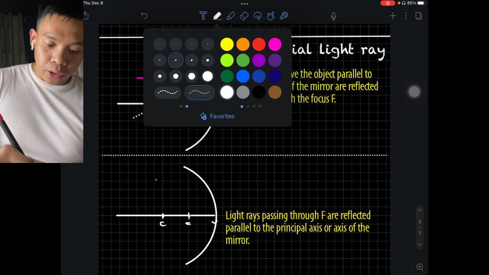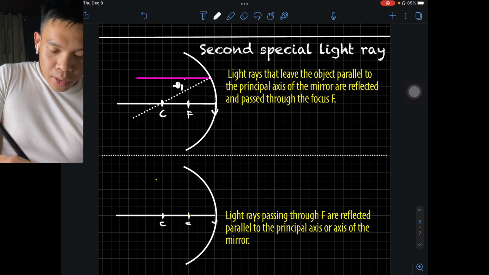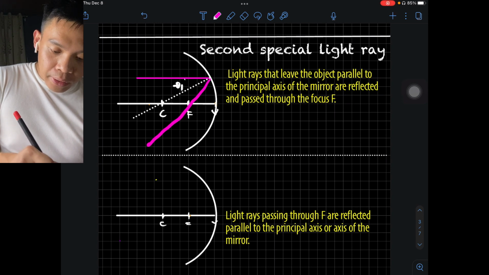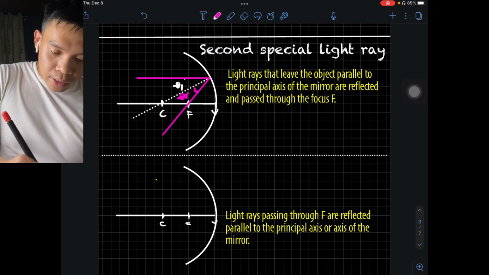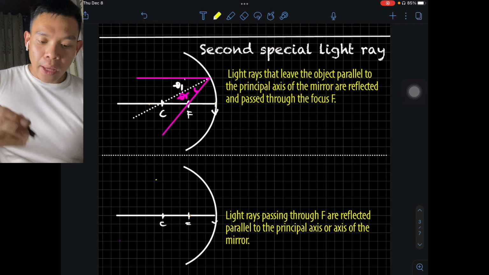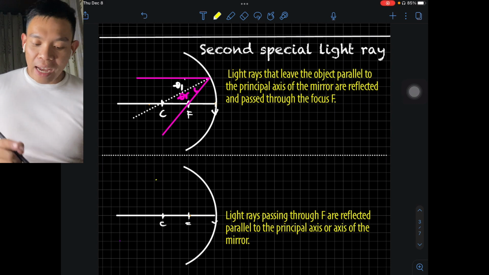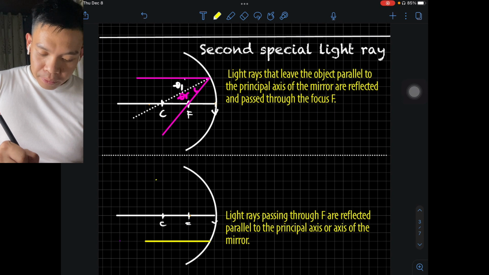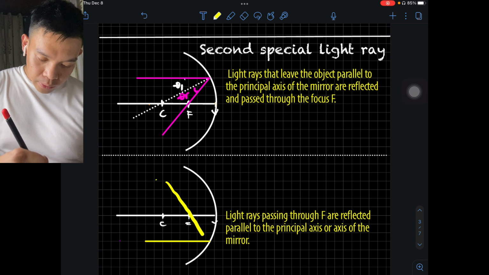And we all know the rule: the angle of incidence is always equal to the angle of reflection. That's why no matter what happens, this one is always reflected back from its surface. And this is the angle of reflection. Same thing happens when we put light rays passing through F, reflected parallel to the principal axis of the mirror. The same happens when we put it on the lower part; we know that it will pass through the focal point.